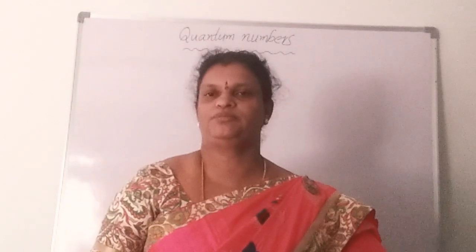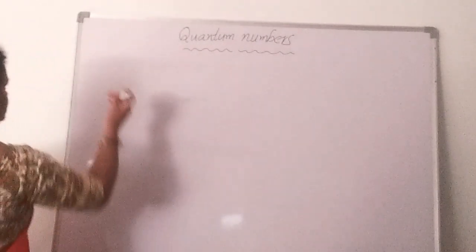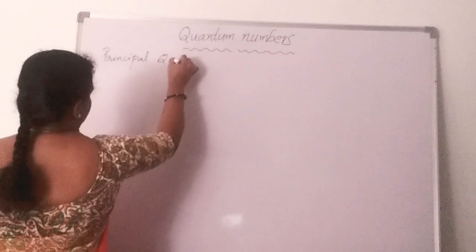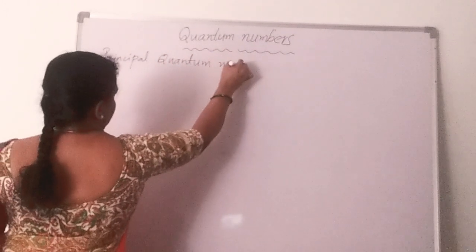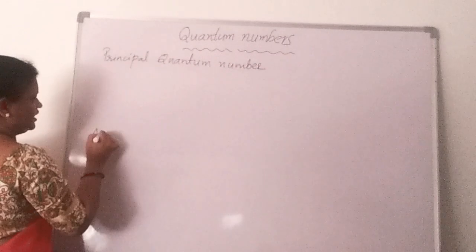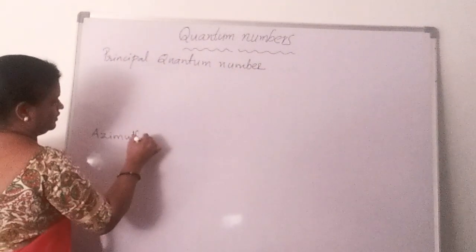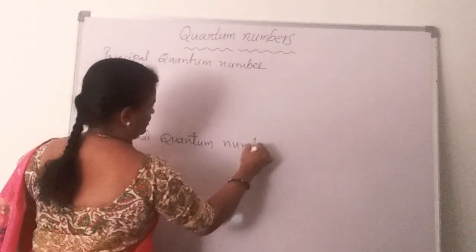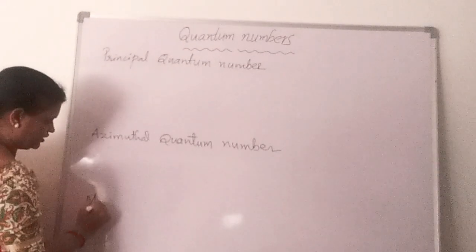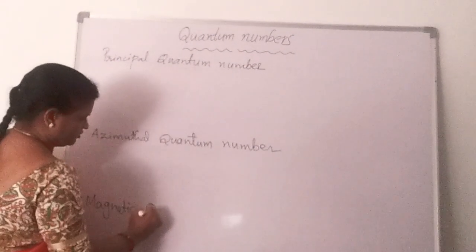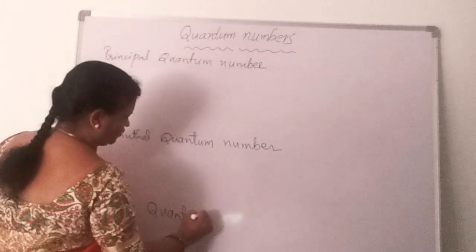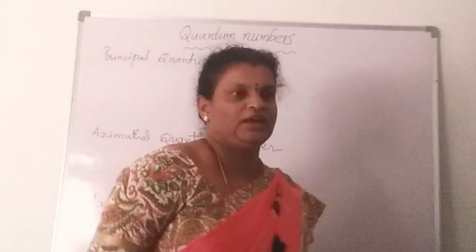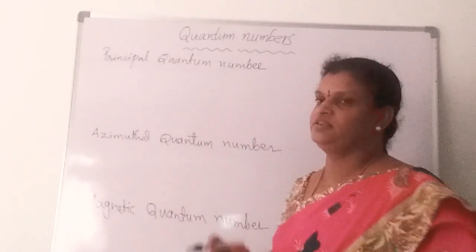So these quantum numbers are of four types. What are those? The first one is the principal quantum number. The second one is known as the azimuthal quantum number. And the third one is known as the magnetic quantum number.